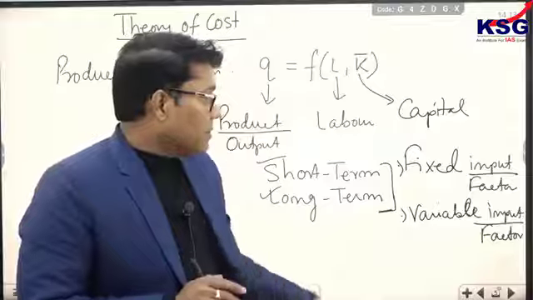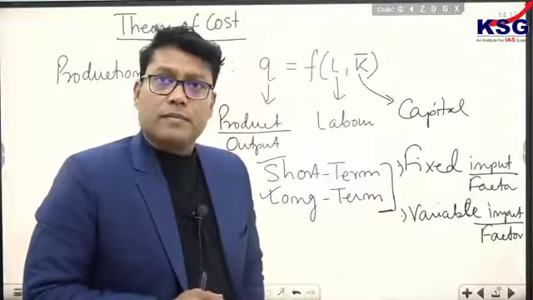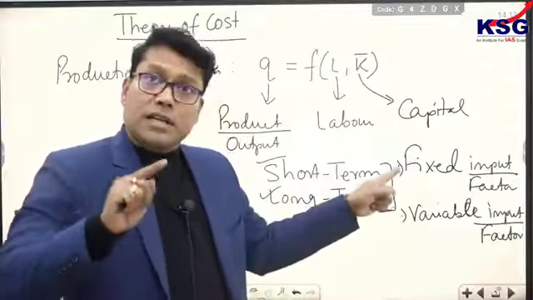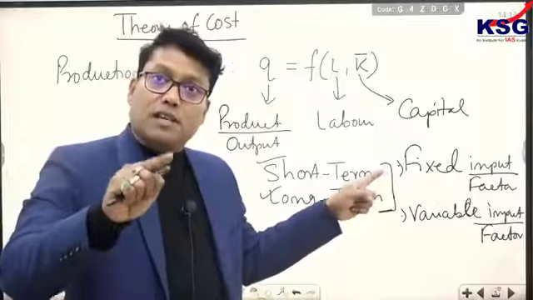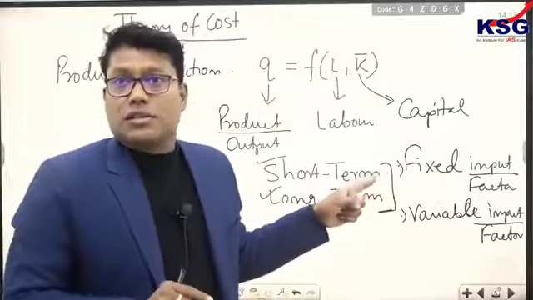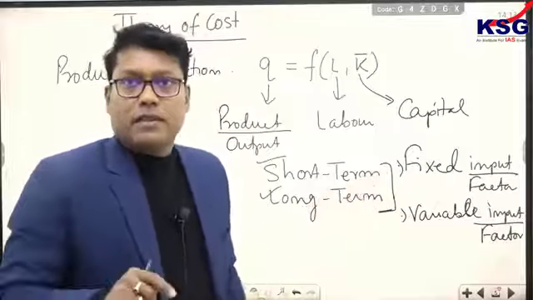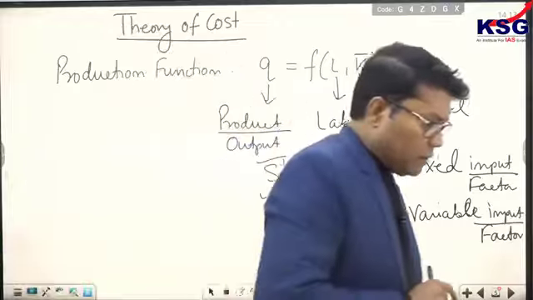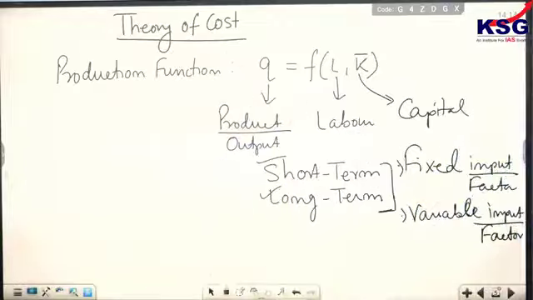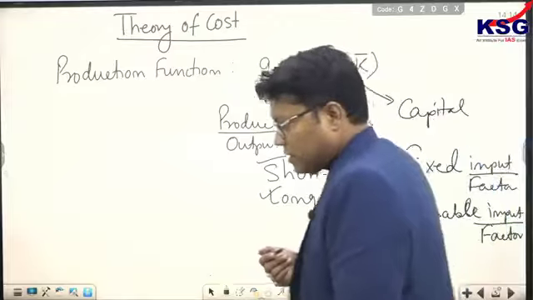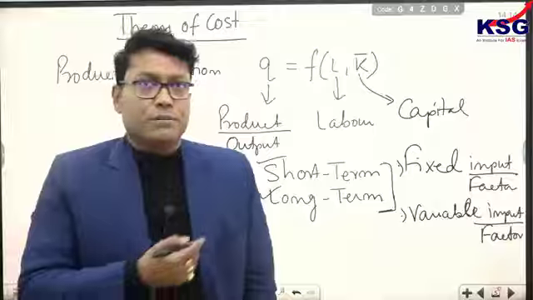Okay. Similarly, the variable input. So you have written the fixed input. Fixed input or factor is the input which cannot be changed in the short term, like capital. Just write like capital. You know capital you can't change when you want to change it. It takes a minimum period, minimum time, then only you can change it. Clear?